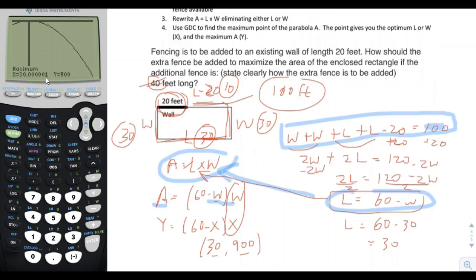We change that to y and x, we put it in our calculator, we find the vertex, or the maximum point, and then we take the value we get for the width or the length and we plug it back into that equation and we get the opposite one. If we got the length, we find the width. If we got the width, we find the length.